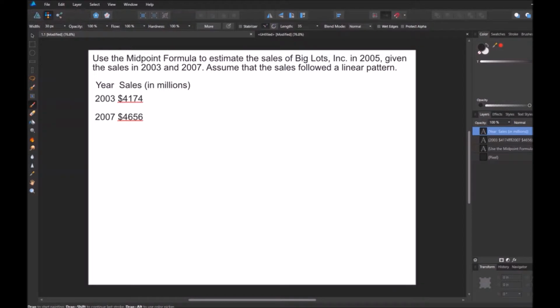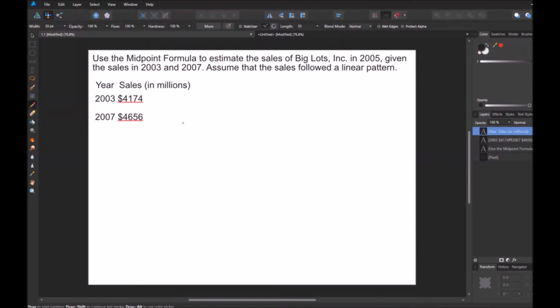Okay, so in this next problem, we're told to use the midpoint formula to estimate the sales of Big Lots in 2005, given the sales in 2003 and 2007, and we're meant to assume that the sales followed a linear pattern. So in 2003, they made $4,174 in millions. To be honest, I don't really know why they write it in millions, but they give us a number that's in the thousands. Same thing with the year 2007. It's 4,656 millions of dollars.